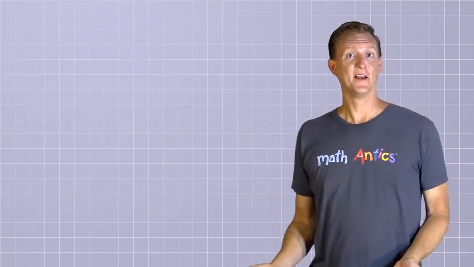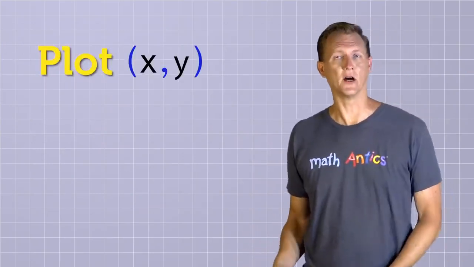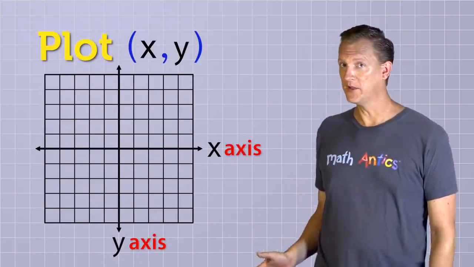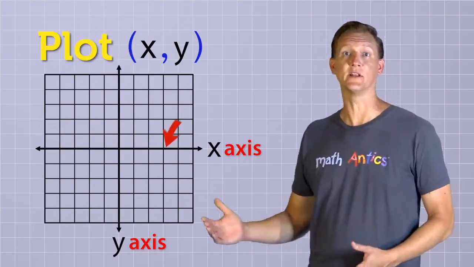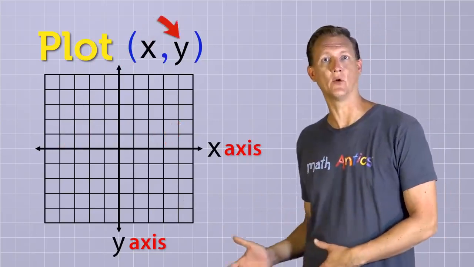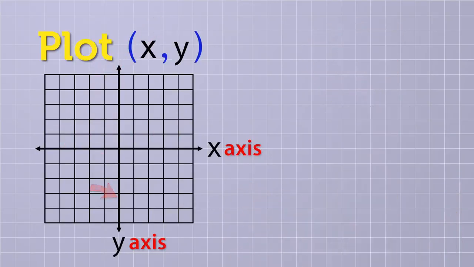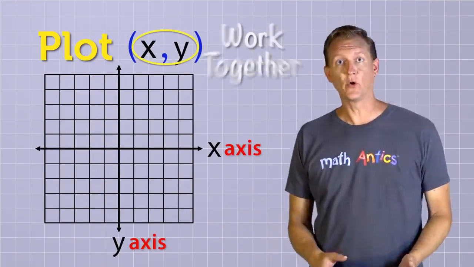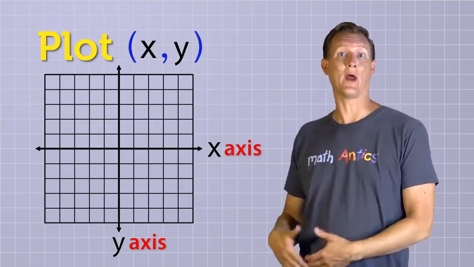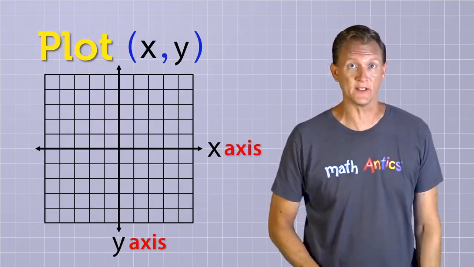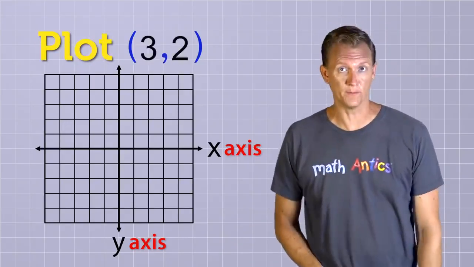Pretty easy, right? But now, how do we actually plot these coordinates, or ordered pairs, on the coordinate plane? Well, the first number in the ordered pair tells you where along the x-axis the point is located. And the second number in the ordered pair tells you where along the y-axis the point is located. The two numbers in an ordered pair work together to define a single point, and each one of the numbers only gives you half of the information about where that point is. To see how this works, let's plot the coordinates (3, 2).